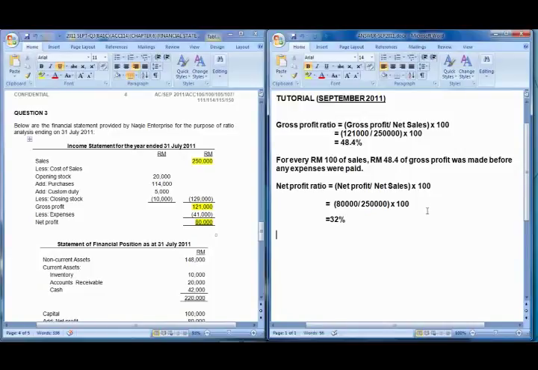Okay. For every 100 of sales, RM32 of net profit was made before any expenses were paid.